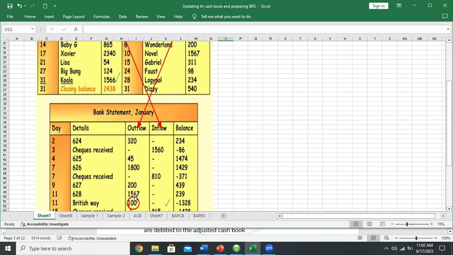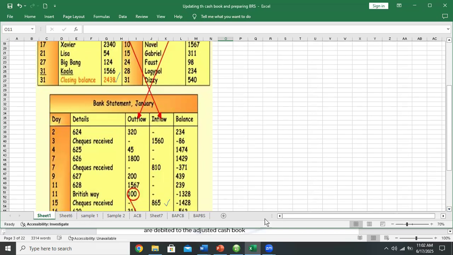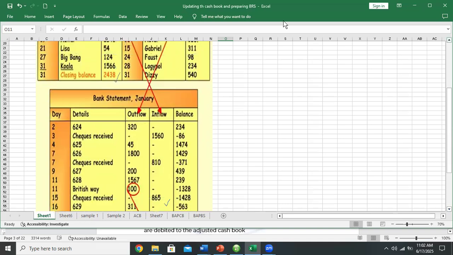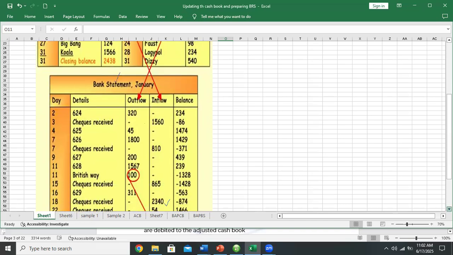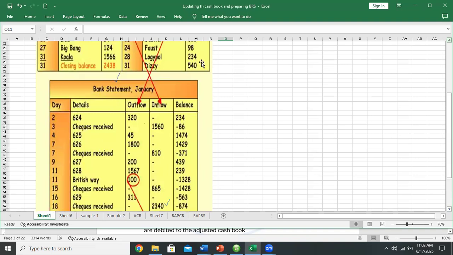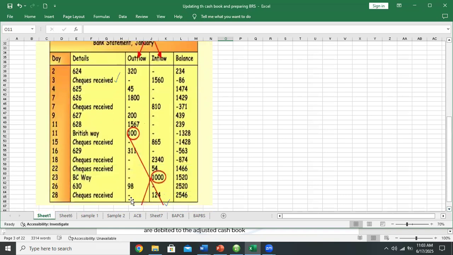We'll go to the next one, which is from Nobel, 1,567. You see it here, 1,567. Then you have Gabriel, 311. So yes, that one too is here, 311. Then you have from Faust, I don't know if it's Faustina, but Faust, 98. Let's check the bank statement. 98 is also here, right? Is it Logipo? 234. Let's check that one. 234. So you see that one is not here. So that is an unpresented check.